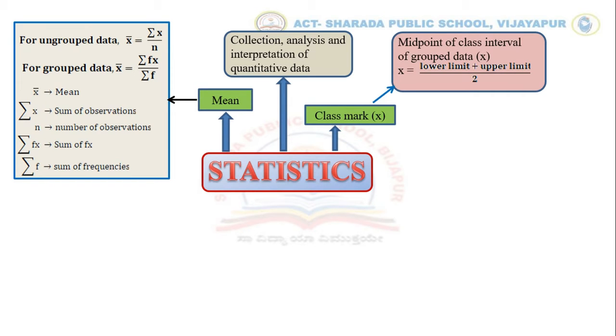X bar means mean. Sigma x is the sum of all the observations. N is the number of observations. Sigma fx is the sum of the product of f and x. Sigma f is the sum of frequencies. So by using these two formulae, we can calculate the mean of the statistical data.